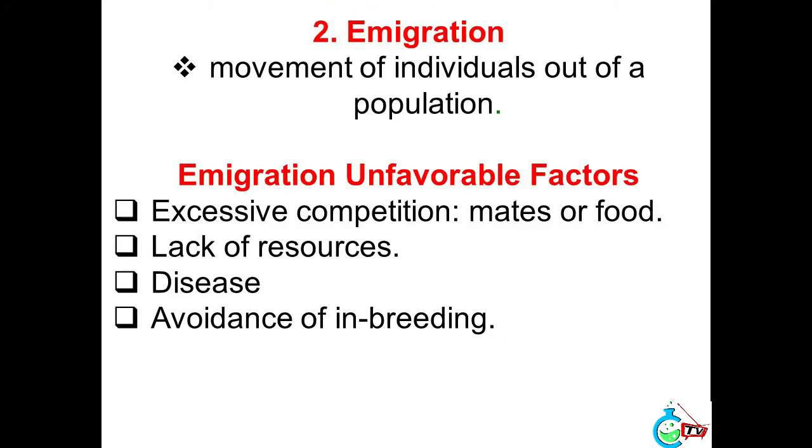2. Emigration. Movement of individuals out of a population. Emigration unfavorable factors: excessive competition, mates or food, lack of resources, disease, avoidance of inbreeding.